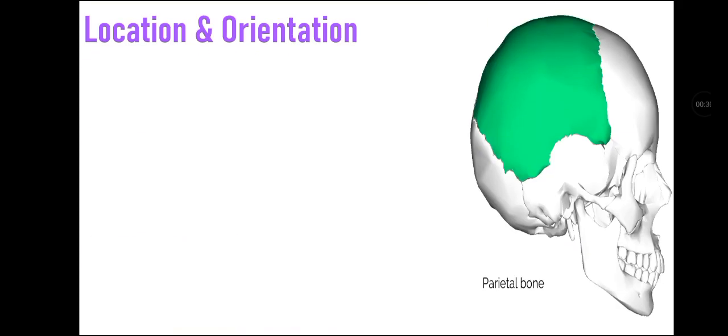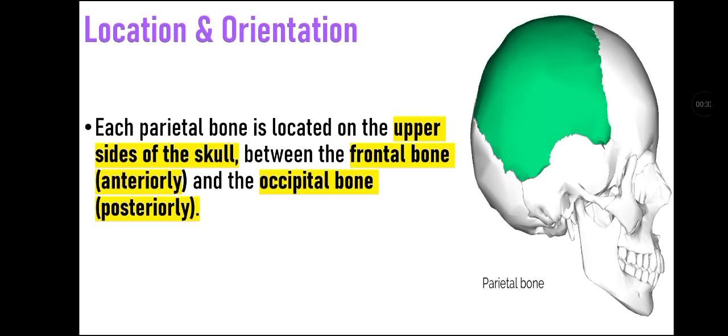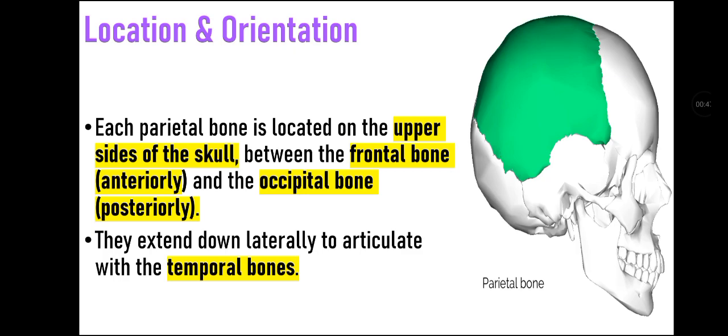Talking about the location and orientation, each parietal bone is located on the upper sides of the skull, between the frontal bone that is located anteriorly and the occipital bone that is located posteriorly, and above the temporal bone and sphenoid bone that are located inferiorly to the parietal bone. They extend downward laterally to articulate with the temporal bone. As you can see in the diagram, all of its articulations are visible.